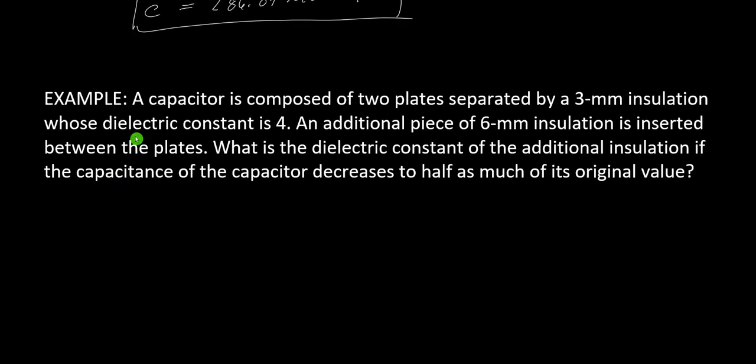Okay, so example: a capacitor is composed of 2 plates that are separated by a 3 mm insulation. So that insulation is a dielectric, and whose dielectric constant is 4. So a dielectric constant, this is not the permittivity. This is not epsilon r. This means that this is K. So K is just equal to, or simply epsilon, epsilon naught times epsilon r. So r here is the relative permittivity, epsilon naught is the absolute permittivity.